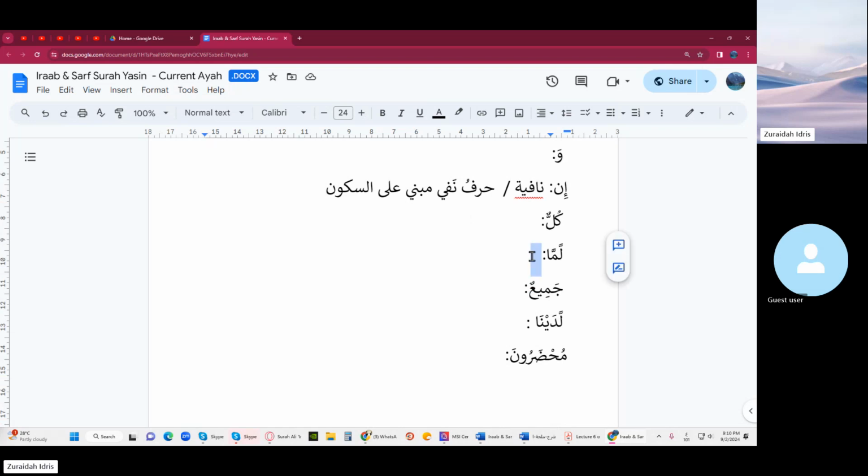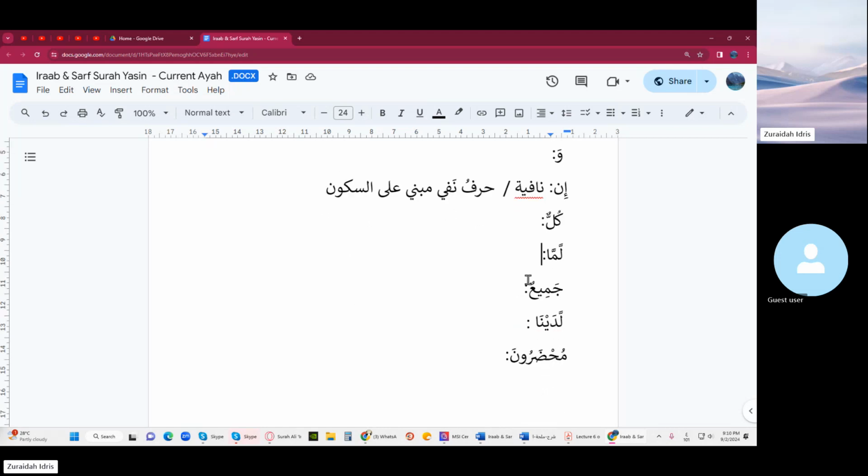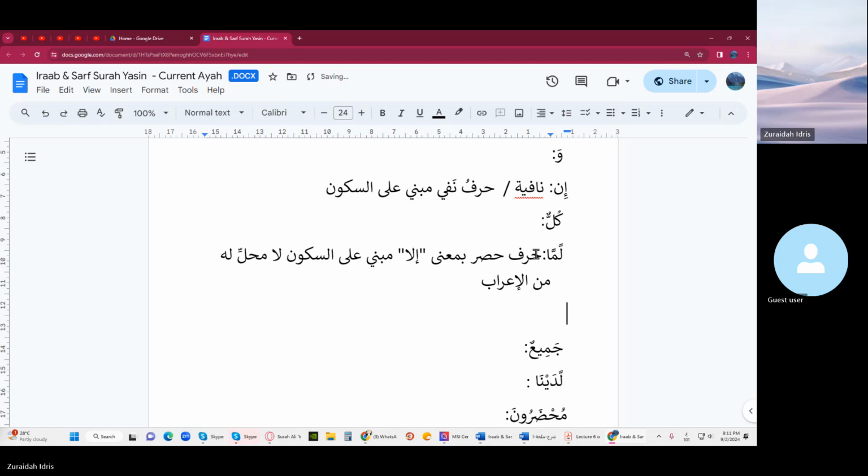Then, like I said, lamma is also not harf jazim, because there's no mudari' following it. So this lamma is also a harf, and we call it harf hasr with the meaning of illa. And like all harfs, it doesn't have any place in Irab. So this is what happens here. So it's la mahalla lahu min al-i'rab.